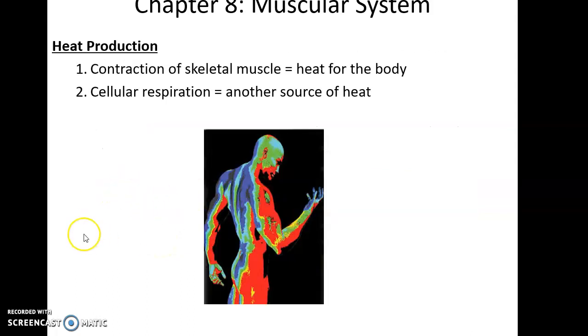Heat production, when muscles contract, they generate heat, and that is important for our body temperature. Also, cellular respiration, the making of ATP, also generates heat to keep our body temperature at 37 degrees Celsius. And that is it for this part of the lecture.